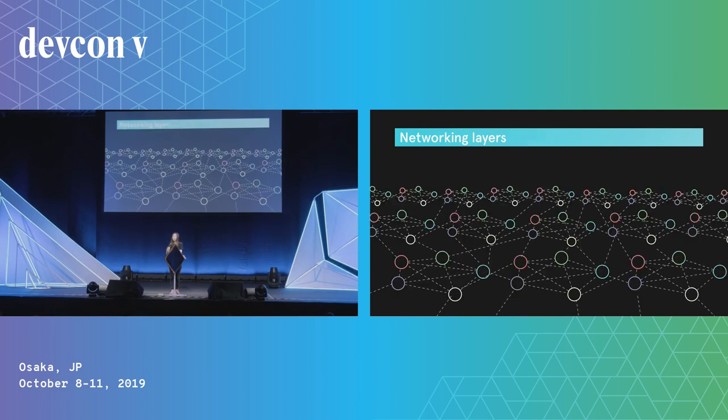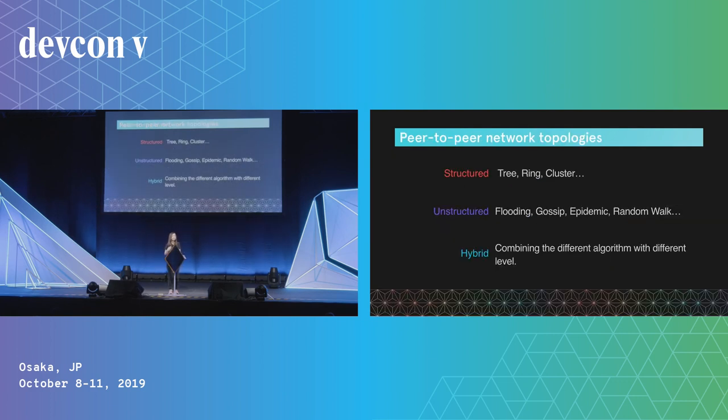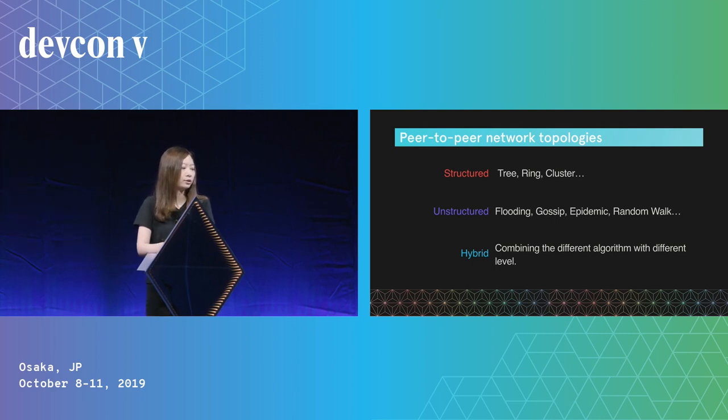But imagine that if we have 1,024 shard chains and about 4 million validators, it will be very large. And we also have to think about the peer-to-peer network topologies. There are structured topologies and also unstructured topologies, and those include flooding, gossip, epidemic, and random walk. GossipSub is included in this category. And it's also possible to combine the structured and unstructured topologies into a hybrid model.